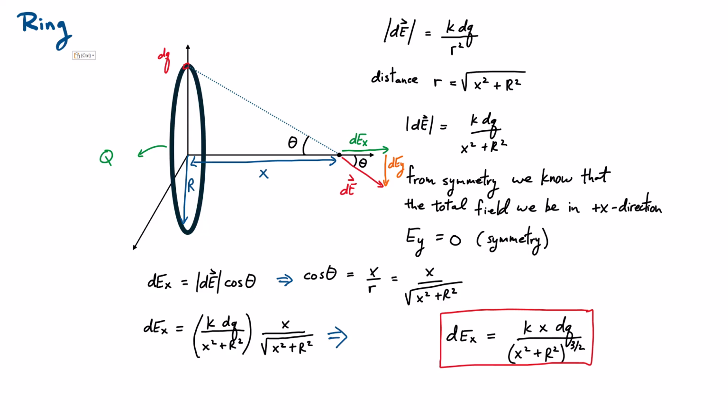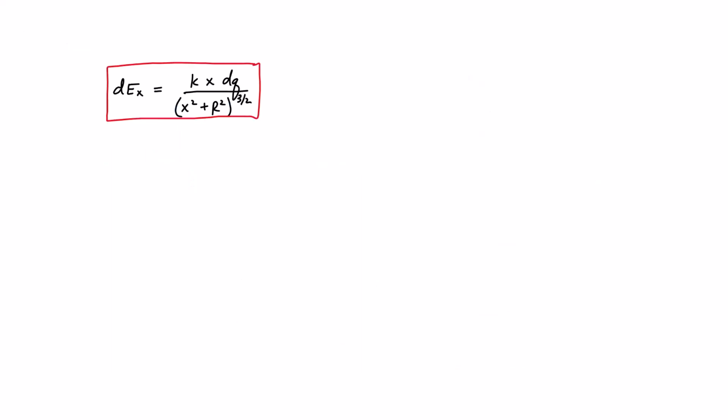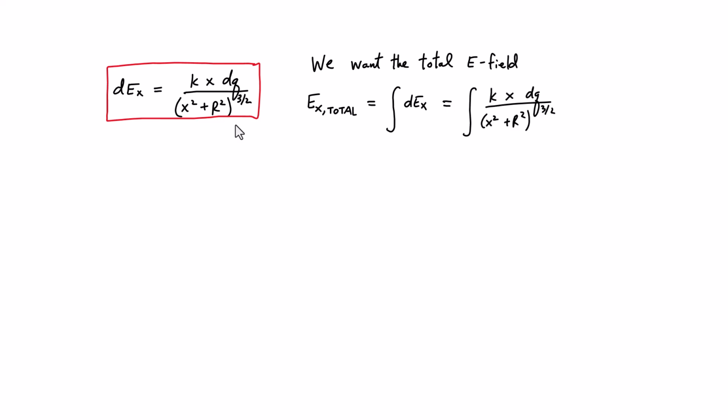Now, we don't want just one infinitesimal field. We want to include all of the fields produced by all of the charges. So we have to set up an integral for this expression. All right, so we start with our expression. Now we want the total field in the x direction, so we simply have to integrate this expression. We substitute all of this equation here in the red box inside the integral, and this is what we get.